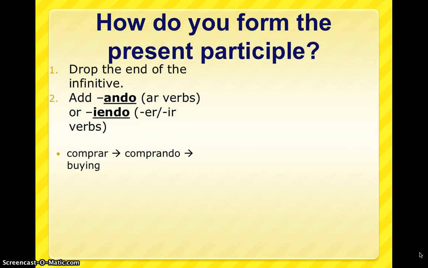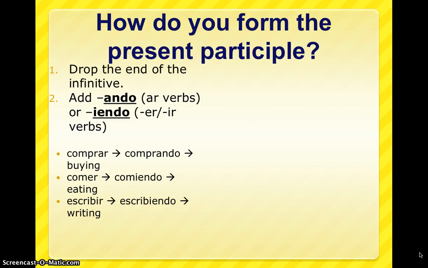For example, an AR verb, comprar, we take off the AR and then we get comprando when we add our ending. This would mean buying. Comer, we can take off the ER and add yendo to get comiendo, which would mean eating. And escribir, we would take off the IR. Again, we add yendo, just like we do with our ER verbs, to get writing. So we can see that in English they have the ing at the end. This is the gerund form that we would use in the present participle, or that we would use in the present progressive tense.